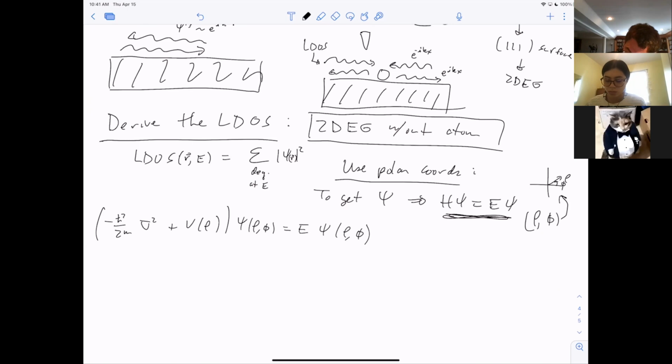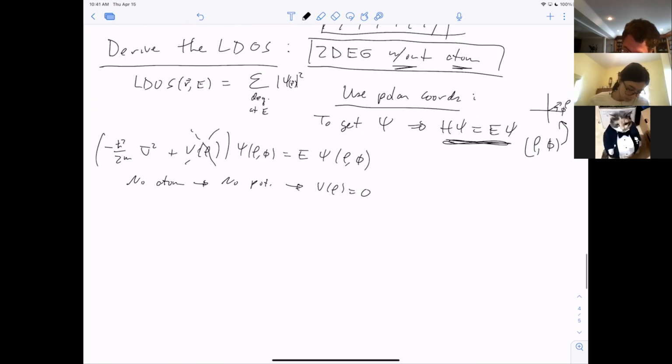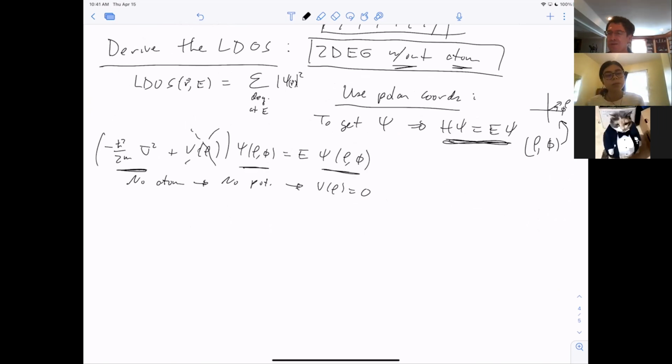Now for a free particle, without the atom, that means there's no potential. So no atom means no potential, which means that V of rho equals 0, so we can kill that term. And so we just have the simple Schrodinger equation. But it's not so simple, because when you write the del squared in different coordinates, it's a big pain. And it's no different here.